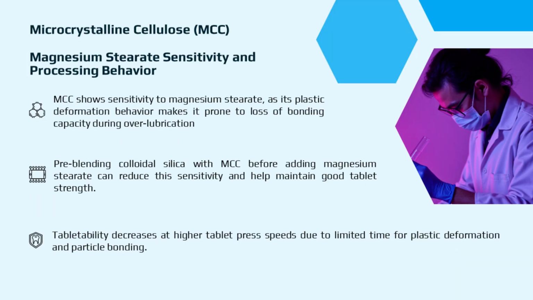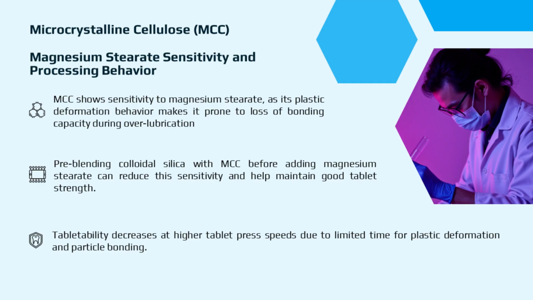Microcrystalline cellulose demonstrates sensitivity to lubrication conditions, particularly with magnesium stearate. Because MCC deforms plastically, excessive lubricant can coat particle surfaces, reducing interparticle bonding and ultimately lowering tablet strength. In addition, higher tablet press speeds can decrease tabletability, as there is less time for particle deformation and bond formation. To mitigate these effects, pre-blending colloidal silica with MCC before the addition of magnesium stearate can preserve bonding capacity and maintain mechanical strength. Understanding this lubricant sensitivity is essential for optimizing blending time, compression speed, and overall process consistency during large-scale production.